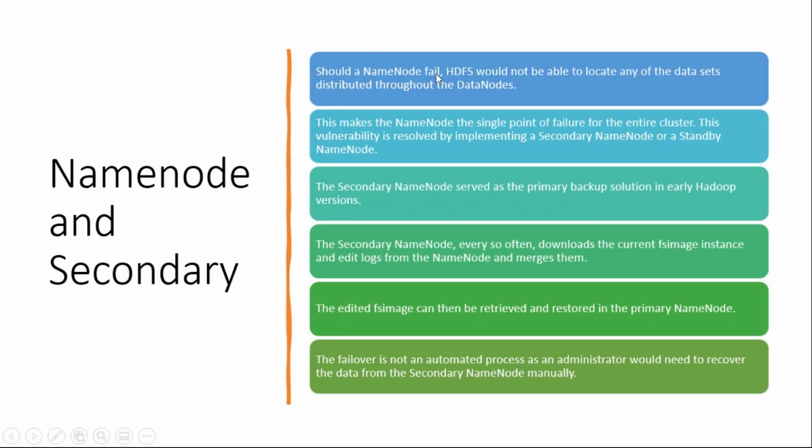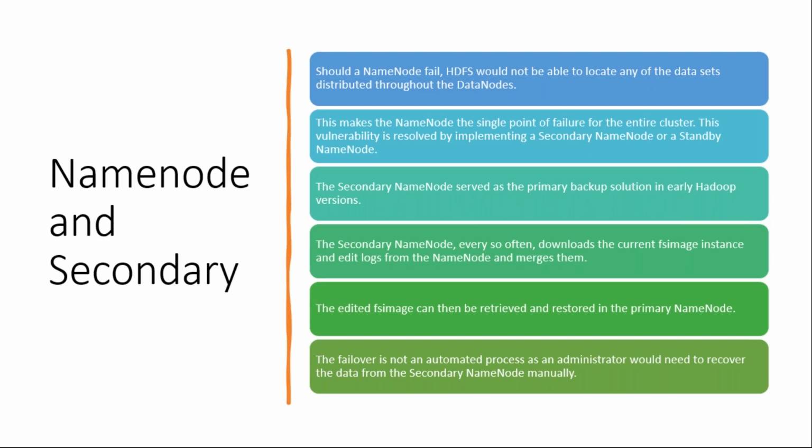See, should a name node fail, HDFS would not be able to locate any of the data sets distributed throughout the data nodes, because the name node is the main one. If this fails, it cannot locate them. We have to get it repaired and restart it. This makes the name node the single point of failure for the entire cluster. This vulnerability is resolved by implementing a secondary name node or standby name node. This is the function of the secondary name node. The secondary name node served as a primary backup solution in early Hadoop versions, before Hadoop 1.x version.